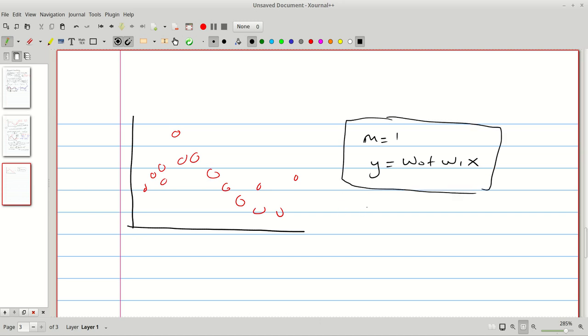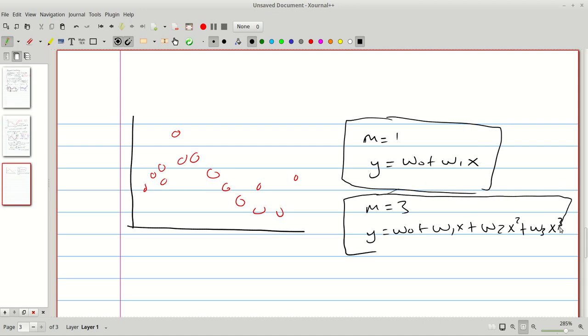We're going to also try m equals 3, which should give us the equation y equals w0 plus w1x plus w2x squared plus w3x cubed, right? So that's what m equals 3 will give us.